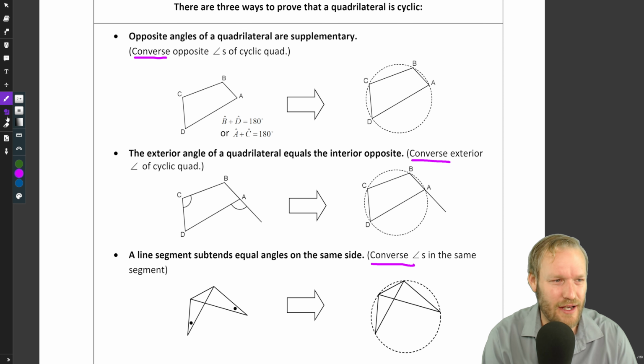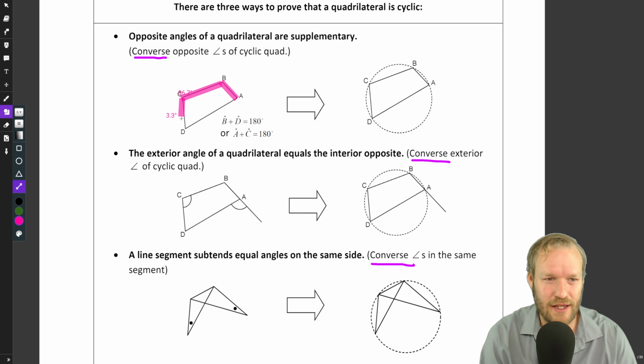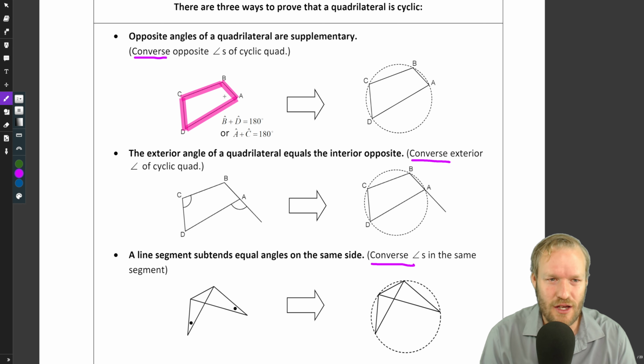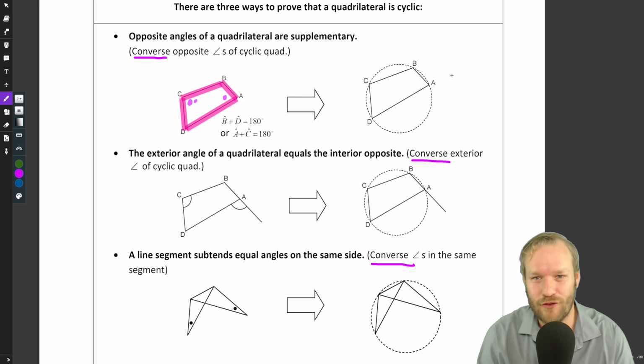So if we are given a quadrilateral, here's quadrilateral A, B, C, D, and we need to prove that it's a cyclic quadrilateral. In other words, we can draw a circle through all 4 points. That's not always going to be true, but we need to prove that this is true given a particular quadrilateral. Well, one way to do it would be to show that the opposite angles add up to 180. In other words, it's almost like opposite angles of cyclic quad is true, therefore cyclic quad.